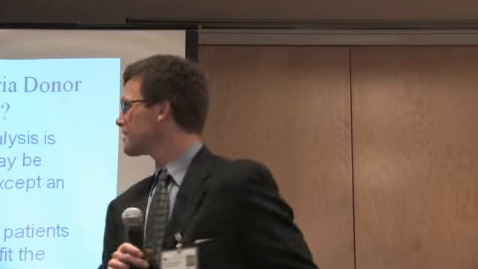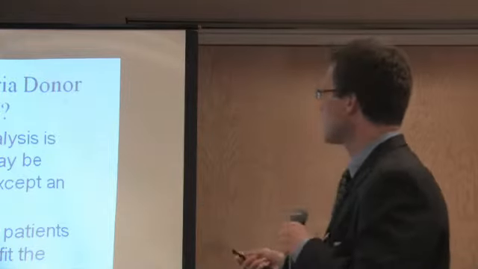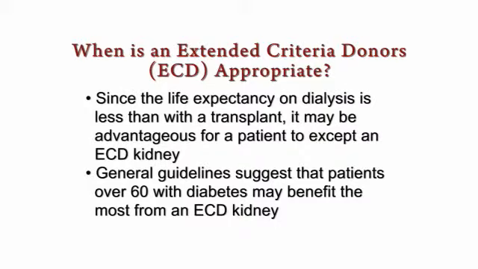It's not always easy to predict, though. But basically, this was already brought up before. The national guidelines are that if you're over 60, it makes sense to accept an ECD donor for the most part. If you're over 50 and have diabetes, it also makes sense, maybe even over 45 with diabetes. We tend to start offering ECD donors to patients over 50 with diabetes.